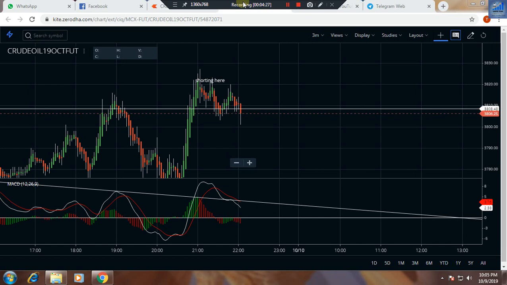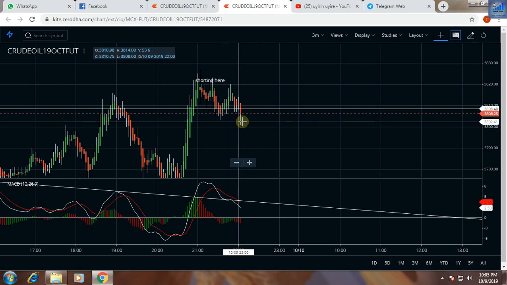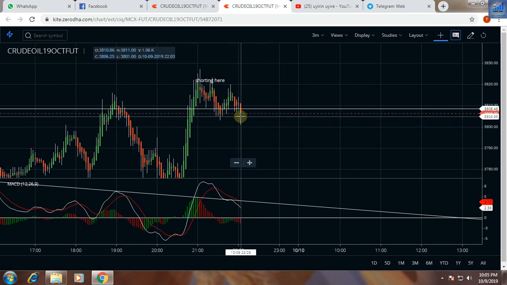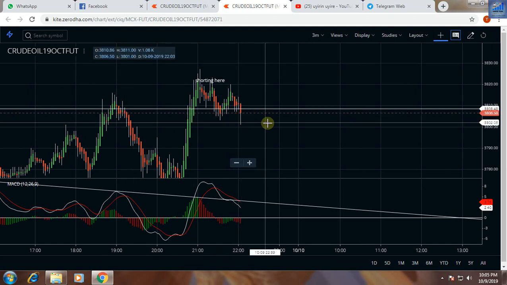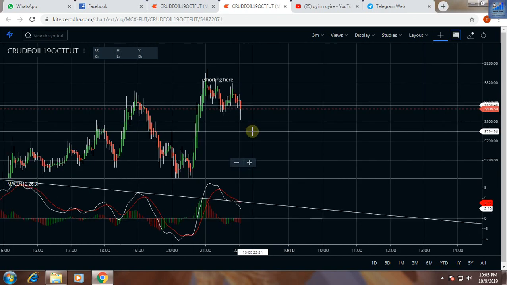So now as we can see, the new candle has broken the previous low, that is this low, and made a low of 3801. See here. So I expect the price to move further downwards also.